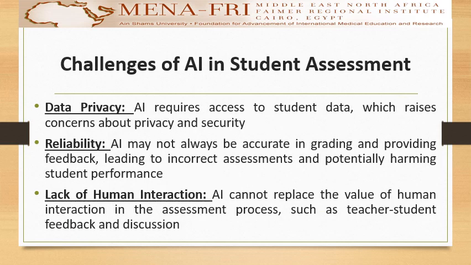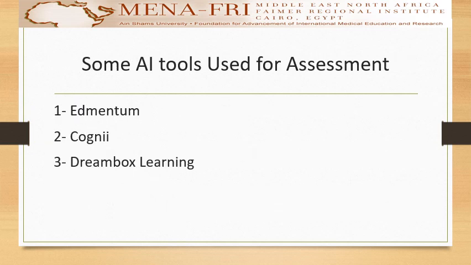So, what are the challenges of AI in student assessment? Data privacy, for example. AI requires access to student data, which raises concerns about privacy and security. Reliability. AI may not always be accurate in grading and providing feedback, leading to incorrect assessments and potentially harming student performance. Lack of human interaction. AI cannot replace the value of human interaction in the assessment process, such as teacher-student feedback and discussion.